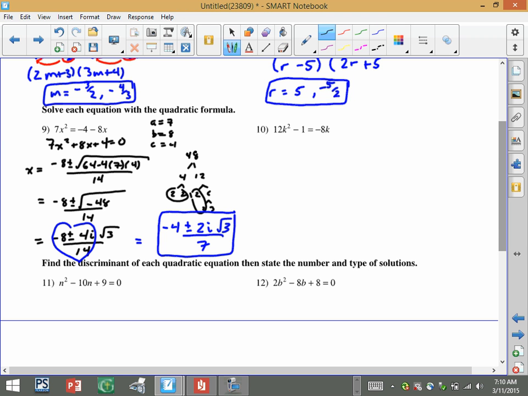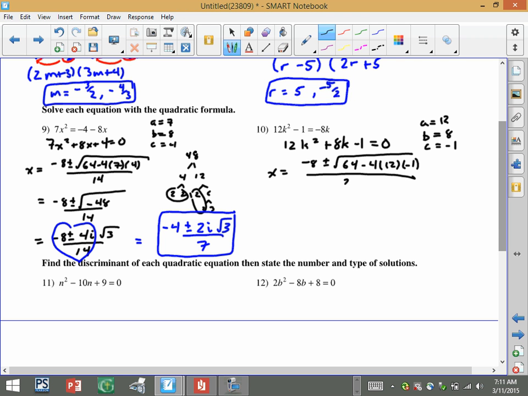Take a look at number 10. So let's get that 8k to this side, which turns it into plus 8k. A equals 12, b equals 8, c equals negative 1. So here we go, x equals opposite b, so negative 8 again, plus or minus. B squared is 64, minus 4 times 12 times negative 1, over 2 times a, which will be 24. So now we have negative 8 plus or minus square root. Let the calculator do it for us. 4 times 12. This ends up being 112 over 24.